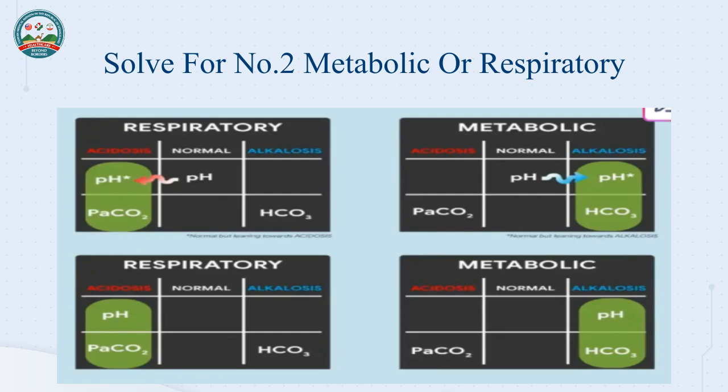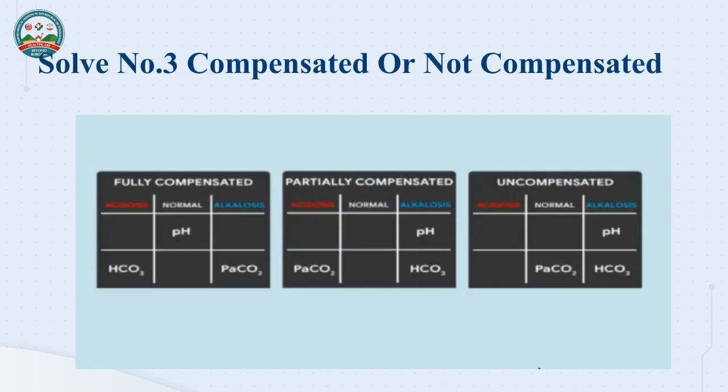So the flow is simple. First, pH tells us a direction. Then PaCO₂ or HCO₃ tells us which system is responsible. Now, step 3 is to see if the body is compensating. If the pH is normal, but both PaCO₂ and HCO₃ are abnormal, that means it is fully compensated. If the pH is still abnormal and all 3 values are off, that's partially compensated. If the pH is abnormal, but either PaCO₂ or HCO₃ is still normal, that's uncompensated.